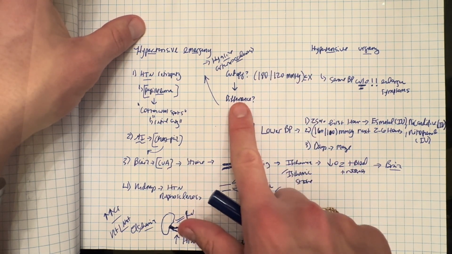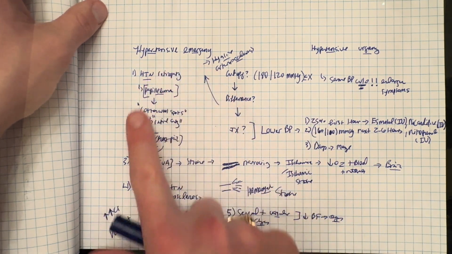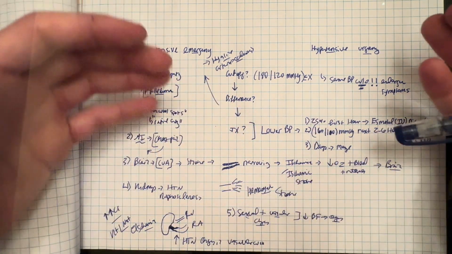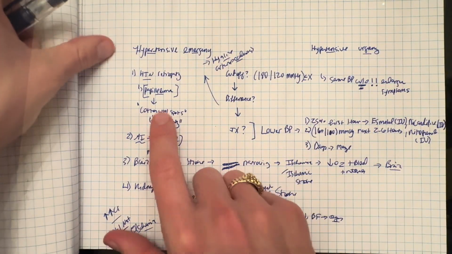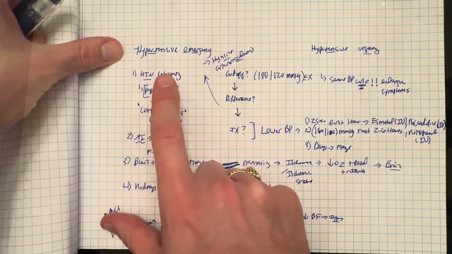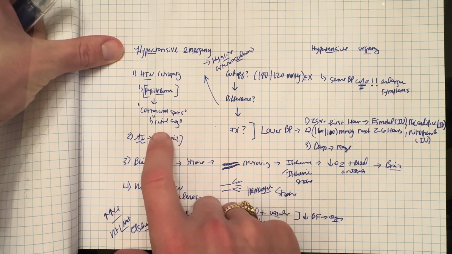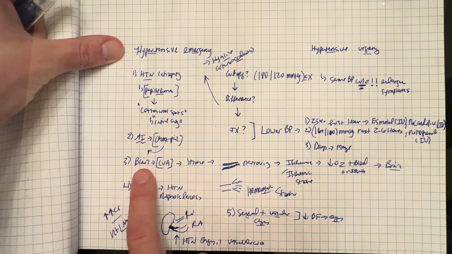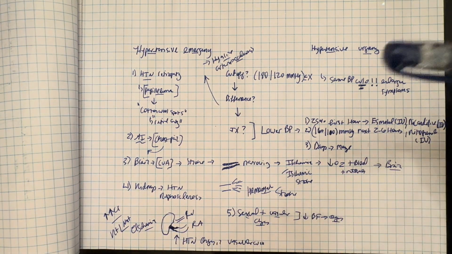Now, the difference between hypertensive emergency and hypertensive urgency is that hypertensive emergency is going to present with end organ damage type symptoms, and end organ damage could occur in the eyes, right? It can occur in the heart. It can occur in the brain. It can occur in the kidneys. So let's go through these things that would occur, right?